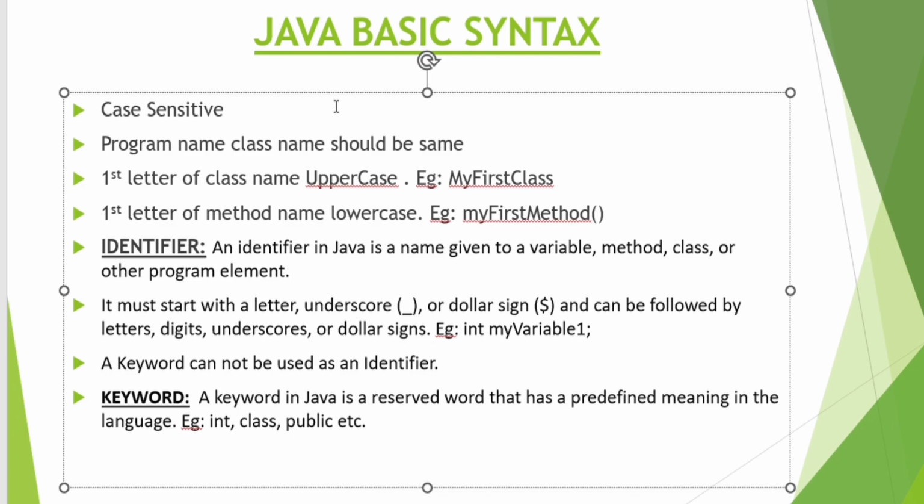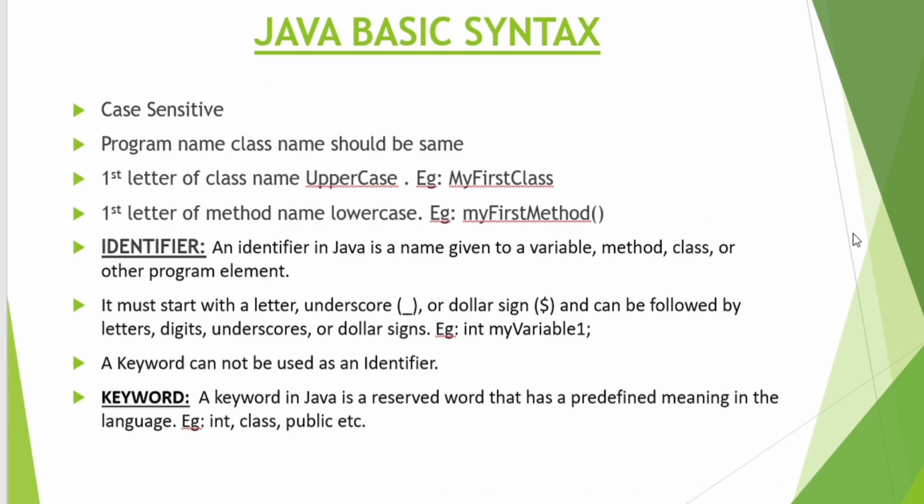Next, program name and class name should be the same. In Java, program name and class name should be the same. The first letter of a class name should be uppercase, and the rest of the letters will be lowercase unless you are starting another new word. So the first letter of every new word will be uppercase in the class name. I have given an example, MyFirstClass. The first letter M is uppercase, and the first letters of the next words, First and Class, will also be uppercase. So in MyFirstClass, M, F and C, these three will be uppercase letters.